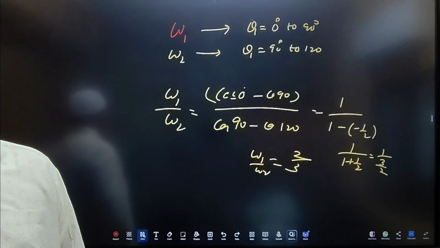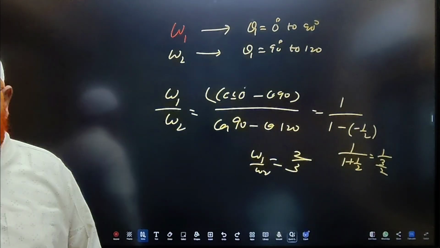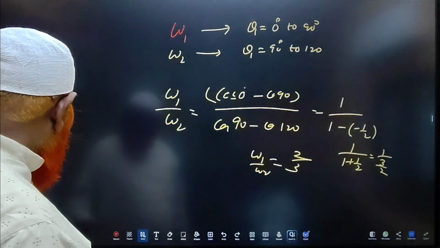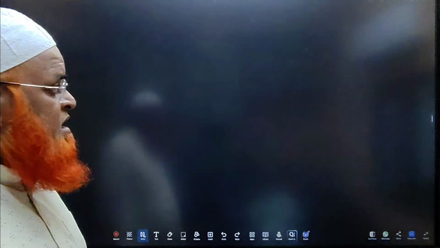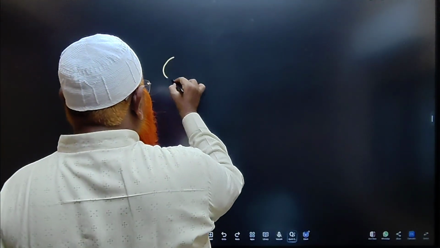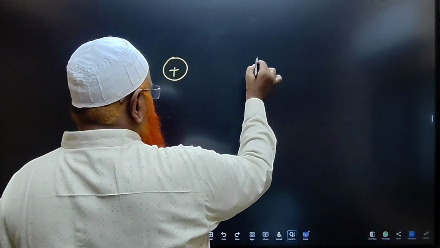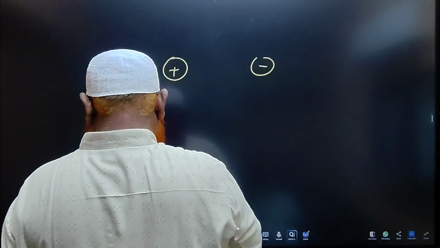This type of problem comes on electric dipoles. Now, the next concept of electric dipole is, what is an electric dipole? This is a positive charge and this is a negative charge. This is an electric dipole now.